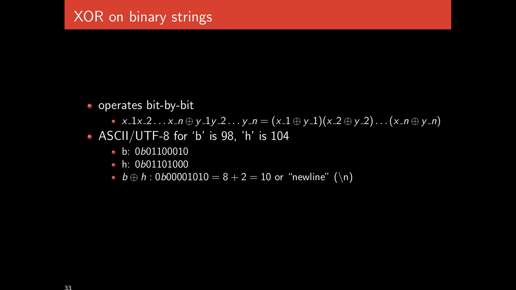B XOR H is simply 10. Because all the positions where they're both 0 stay 0, all the positions where they're both 1 become 0, and it's only when one but not the other has a 1 in that position that there's a 1 in the resulting XOR. So the letter B XORed with the letter H, in this case, is the new line character, backslash n, if we are using ASCII encoding.